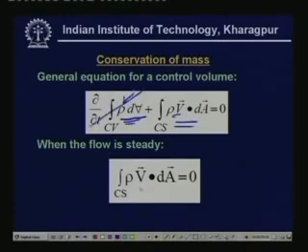So, this equation boils down to conservation of mass for a steady flow situation. These equations are also known as continuity equations. So, basically for steady flows we will be having this kind of an equation.